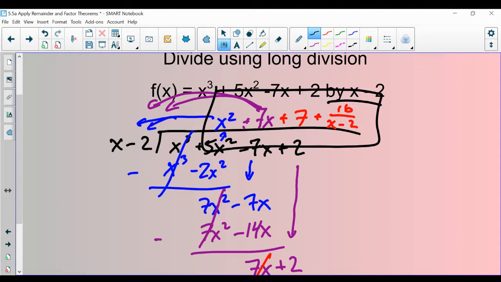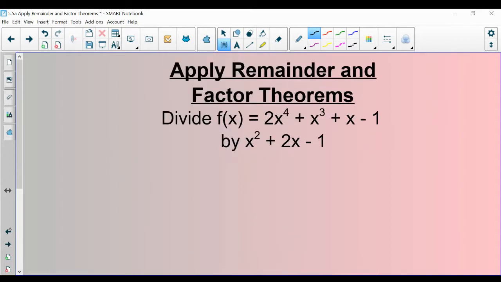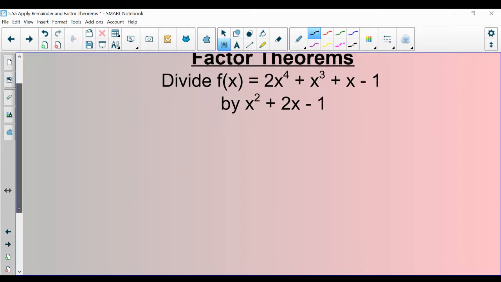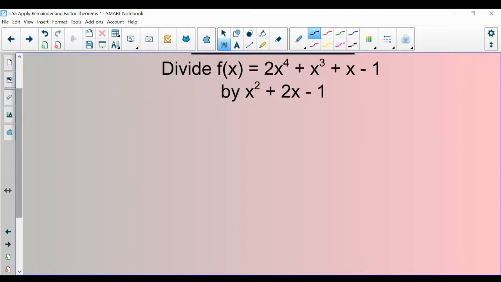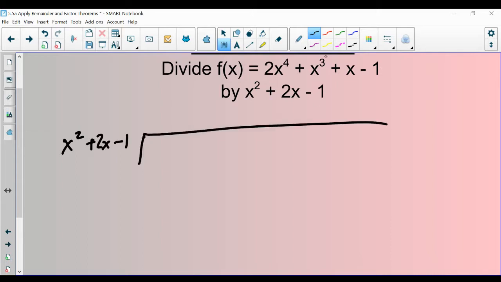I told you this wasn't going to be a super easy process. This is a lot of potential for mistakes. Take it slow. Let's do one more together, and then I'm going to encourage you guys to pause it and try one on your own, see how you do. Our divisor, x squared plus 2x minus 1, will go there. And this part here is going to go underneath the division symbol.